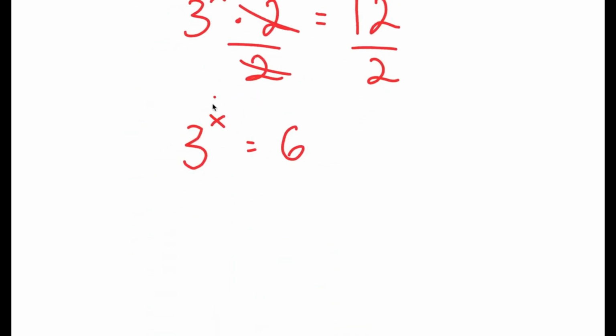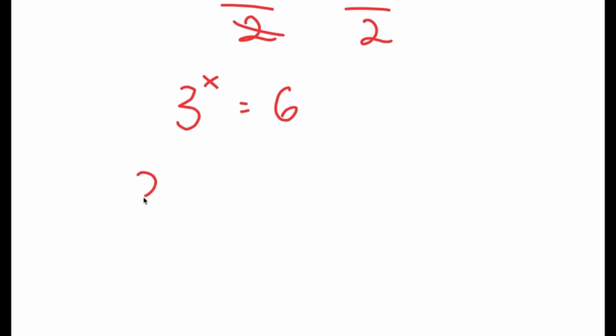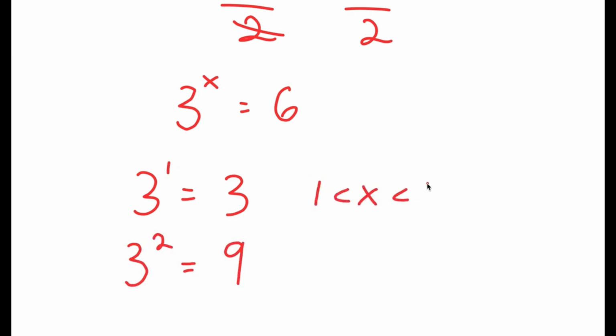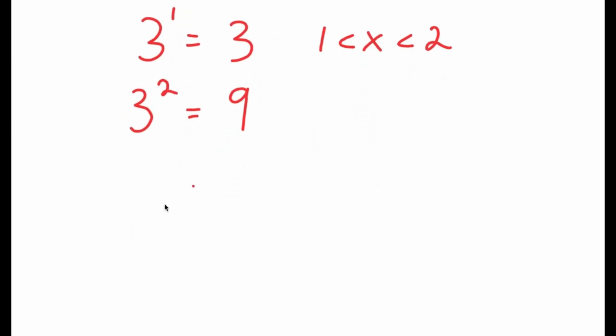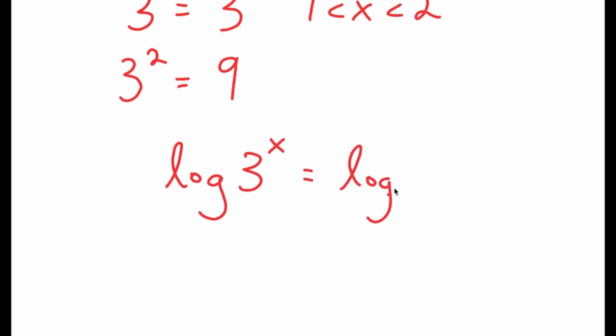So to solve this, well, we know that x is going to be a decimal because 3 to the power of 1 is 3 and 3 to the power of 2 is 9. So x is going to be somewhere in between 1 and 2. So we want to find the exact value of x. So how are we going to do that? Well, I'm going to first start by taking the log on both sides. So I get log 3 to the power of x is equal to log 6.